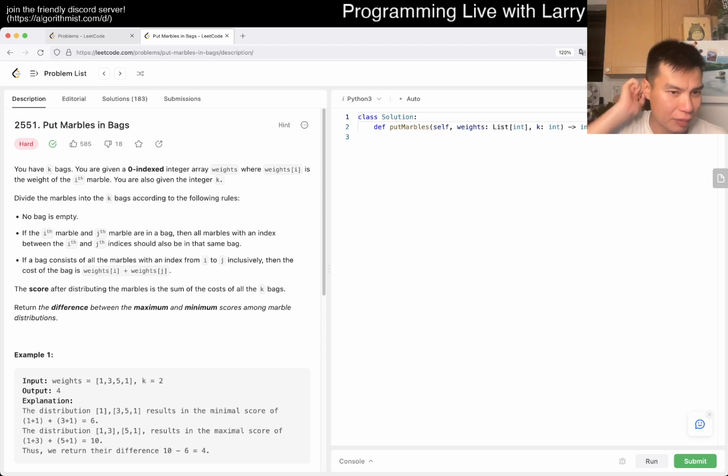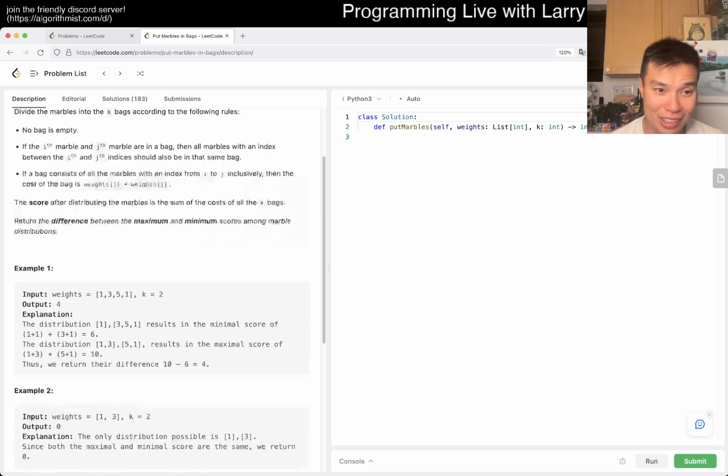If a bag consists of all the marbles with an index from i to j inclusively, then the cost of the bag is weights[i] plus weights[j]. The score after distributing the marbles is the sum of all the costs of the k bags. Okay. It's a very weird way of phrasing it, and honestly, I don't remember this at all.